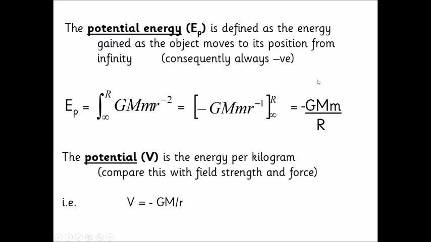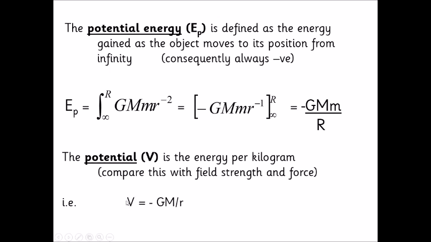This is the equation for the gravitational potential energy of an object at some distance r from the centre of an object of mass M, when I've got the object that I'm measuring the potential energy of with a mass of little m. And the potential is energy per kilogram, so we just divide that by the mass of the object, which is minus GM over r.